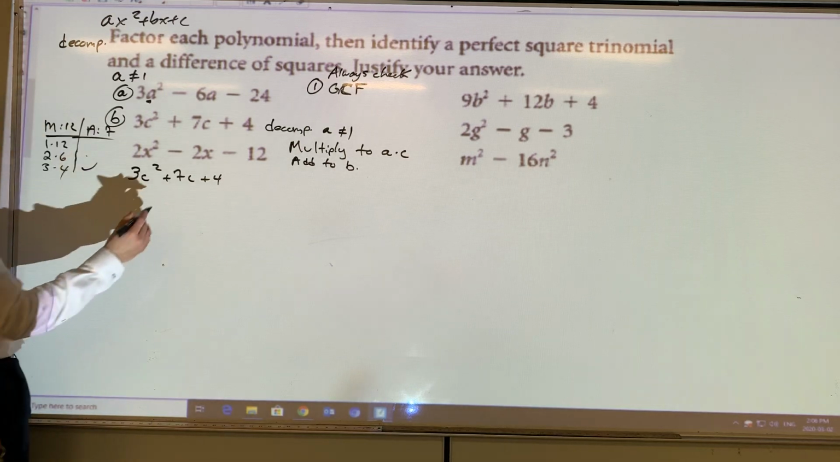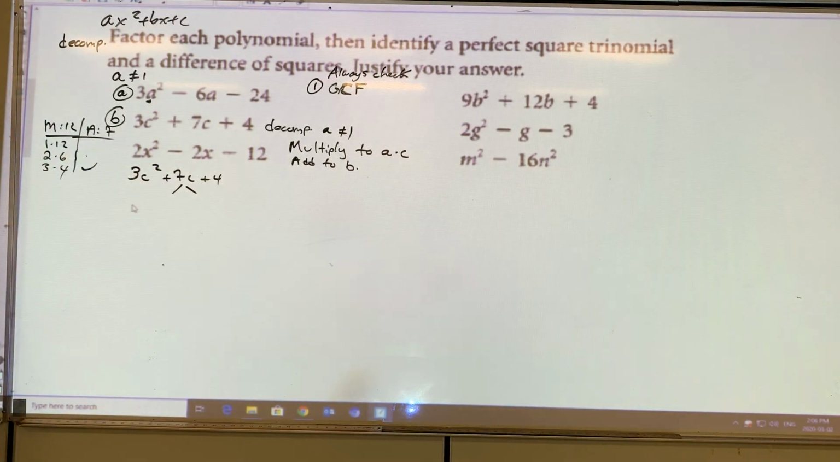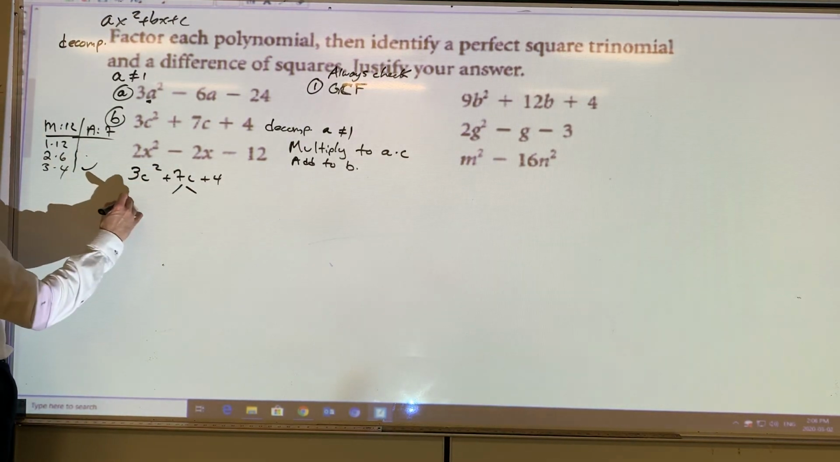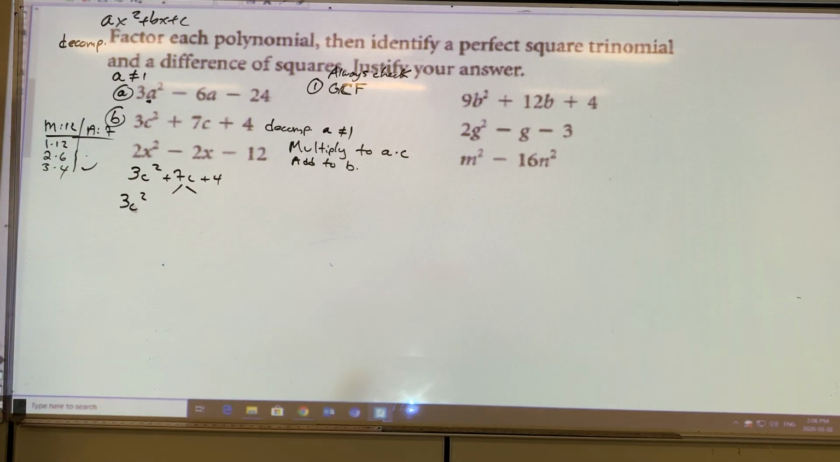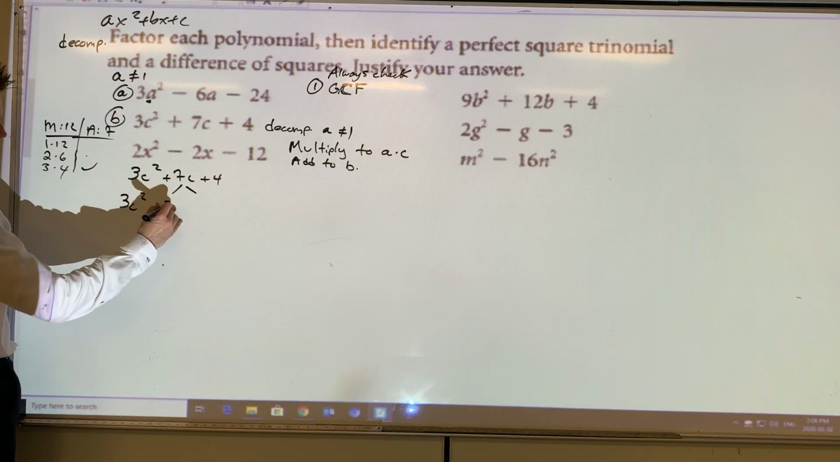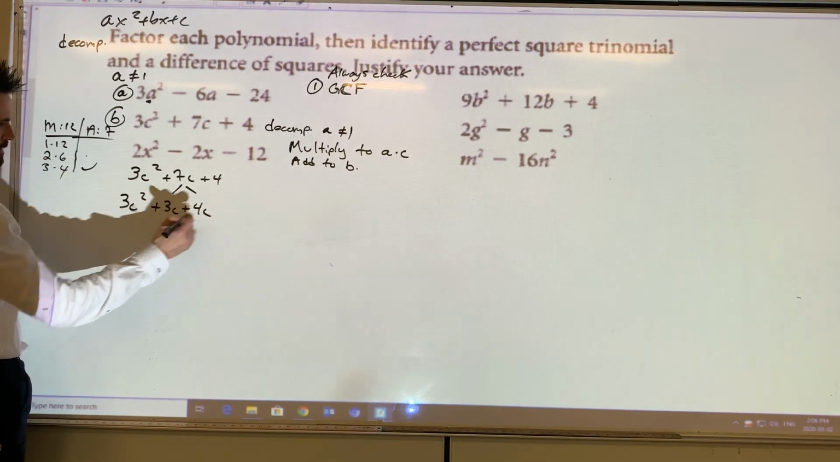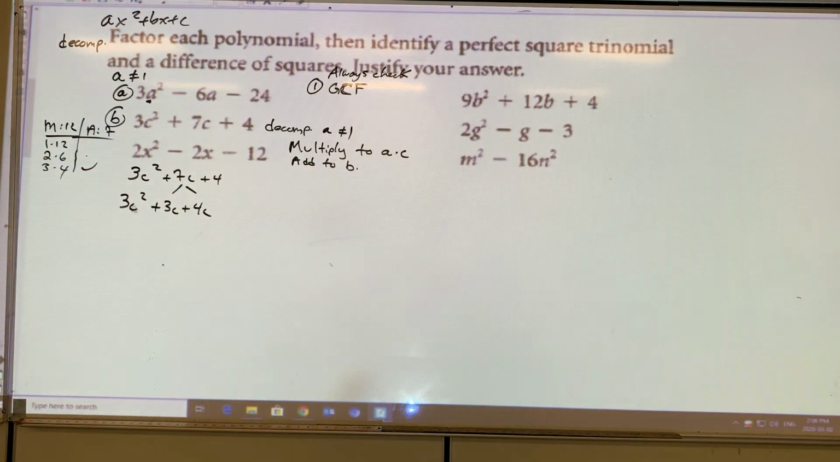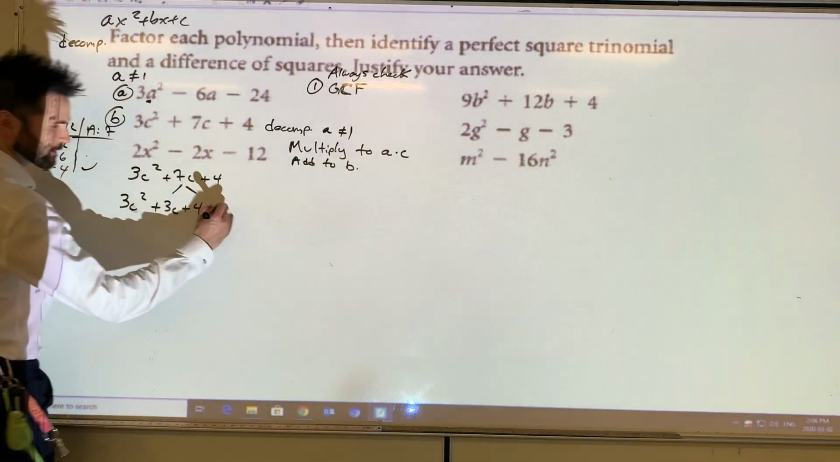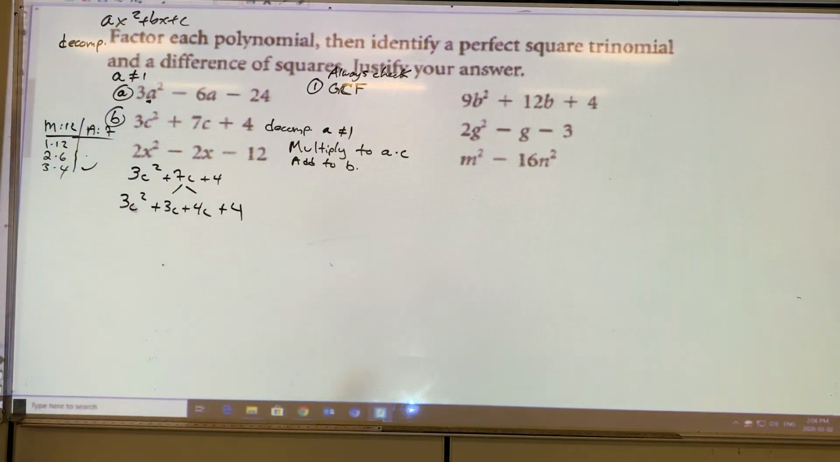Yes? Okay. It's called decomp because you're actually rewriting the middle term. So you're going to use these two factors. So you're going to recopy the 3c squared, and then write plus 3c plus 4c. Is that still 7c? 3c and 4c? Yep. Okay, and then recopy the constant term.